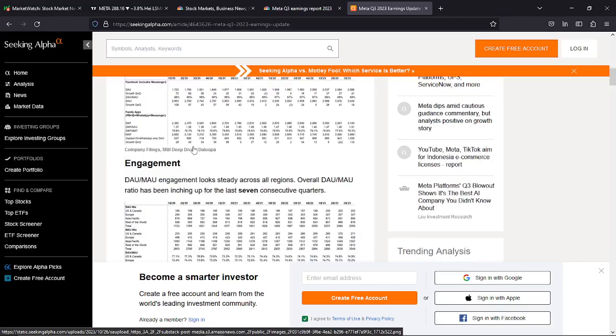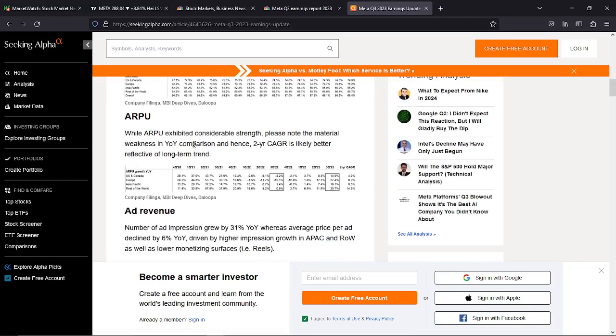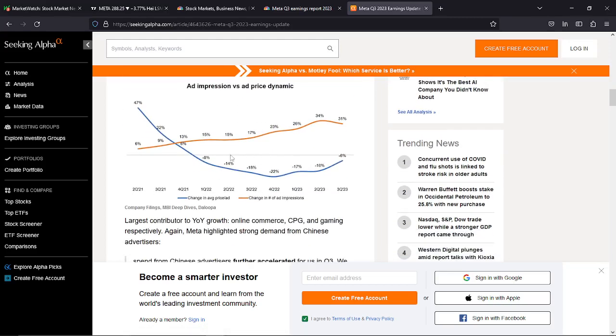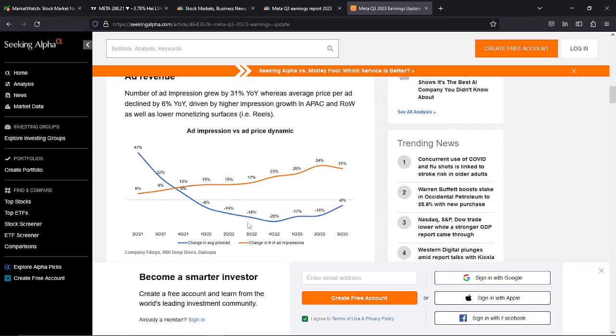Okay. Some of the engagement, ARPU, ad revenue. That's why they make money, right? You see the ad revenue change in price trend, so it's coming back a little bit. Rounding the curve, rounding the bottom, right? This is called rounding the bottom on the curve, right? And this one is improving.